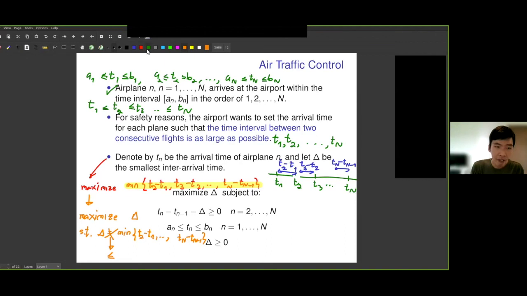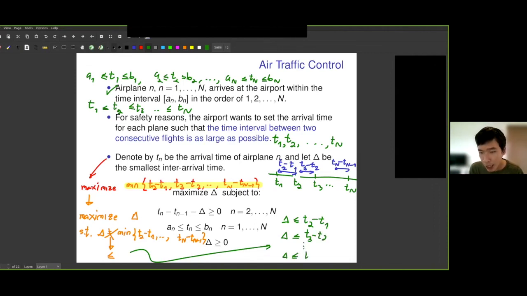But the benefit of having the inequality constraint on top of the equality constraint is that now this constraint would read that delta is smaller than the smallest gap. But that is the same as saying that delta must be smaller than each of the individual gaps. So instead of having these non-linear constraints, I can write down the constraints as delta must be smaller than T2 minus T1, delta must be smaller than T3 minus T2, and so on and so forth, up until delta must be smaller than TN minus T(N-1).